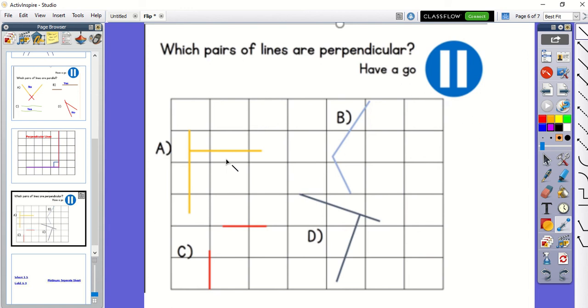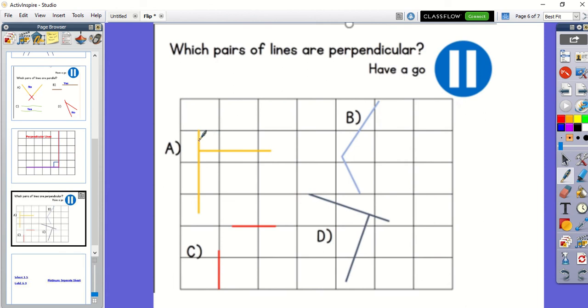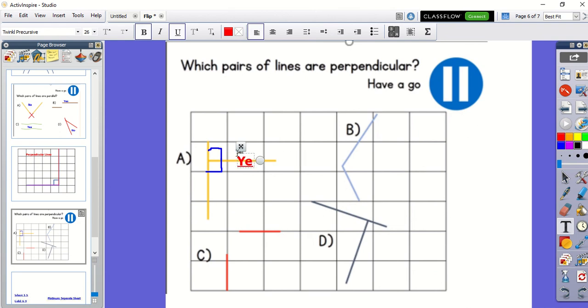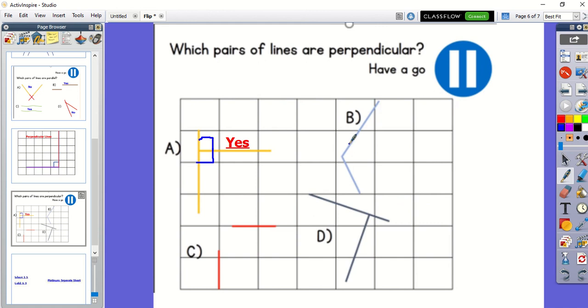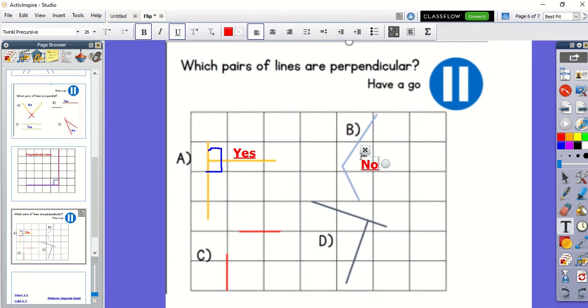And welcome back if you paused. So, A. Let's get my pen. A, there we go. So A, I can make a right angle there. And I can also make a right angle there. So yes, A is perpendicular. So let's put that on there. B, well, B, I can't make a right angle. Okay? That's an obtuse angle, which is bigger than a right angle. So no, B is not perpendicular.